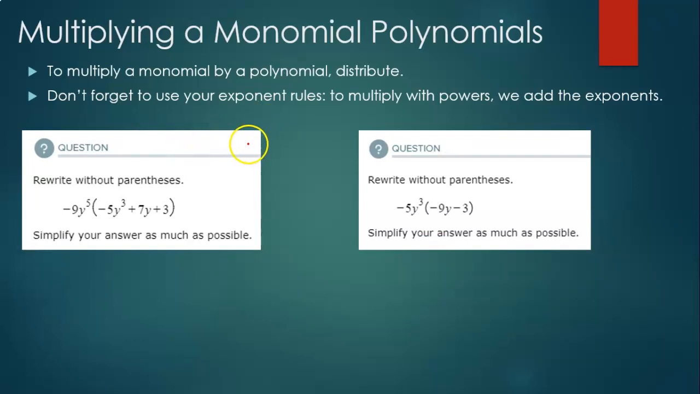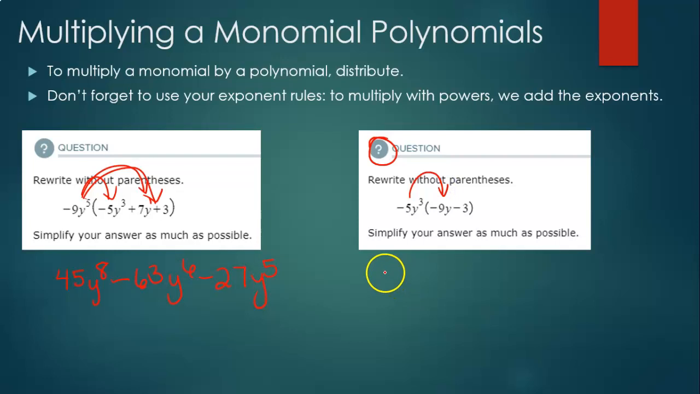Let's try those again. We want to rewrite these without the parentheses. Again, you can either use the box method or just distribute. This becomes positive 45 y to the 8th. Negative 9 times 7 is negative 63, and y to the 5th times y to the 1 is y to the 6th. And negative 9 times 3 is negative 27, y to the 5th.